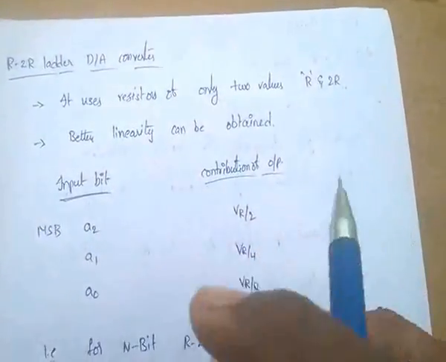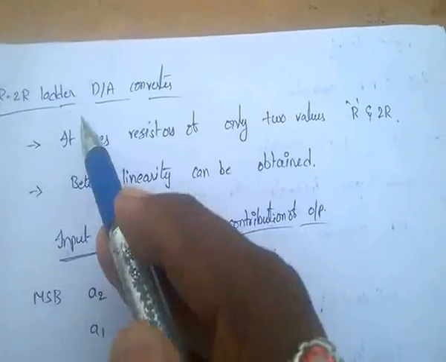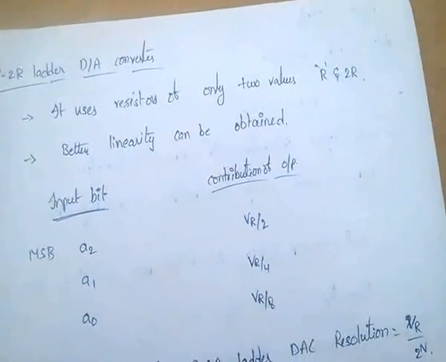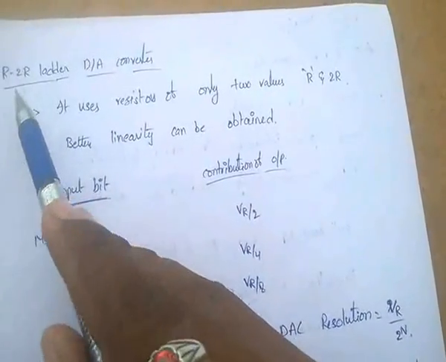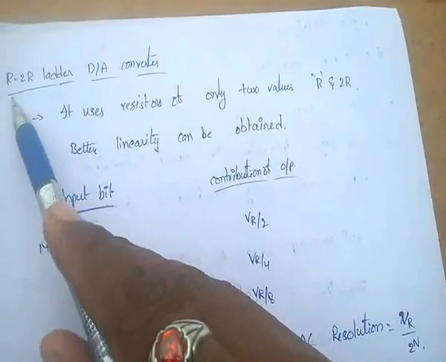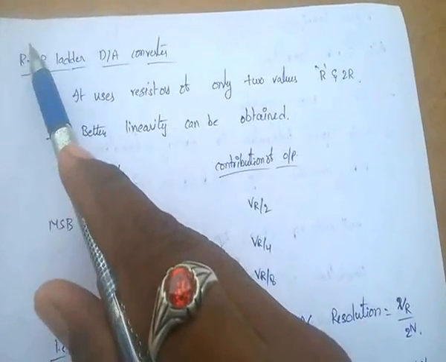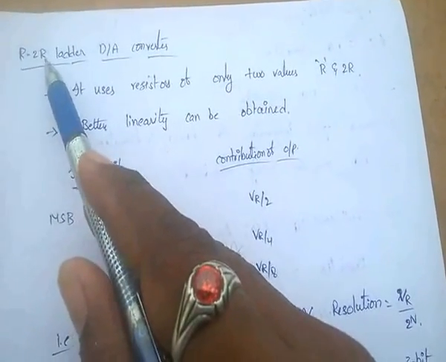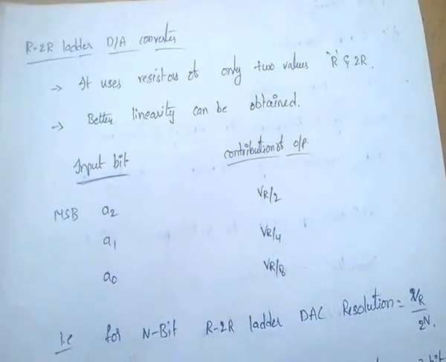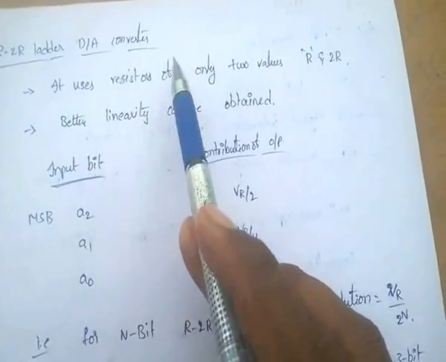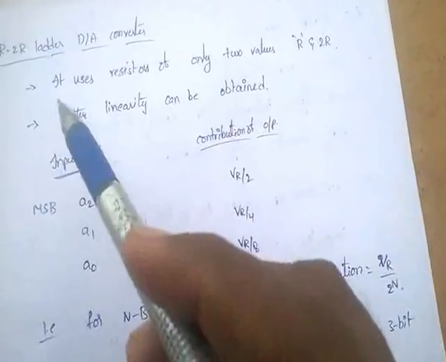And the second digital to analog converter is the R to 2R ladder. R to 2R means it uses only two resistors. One resistor is R, and the other resistor is 2R. If the first resistor R is 8 kilo ohms, the 2R resistor is 16 kilo ohms. And it gives you better linearity than weighted resistors.